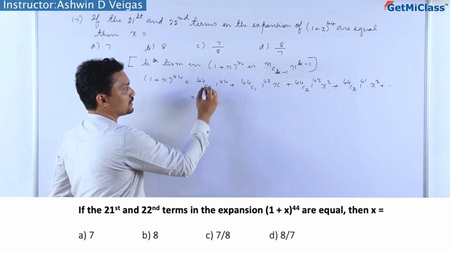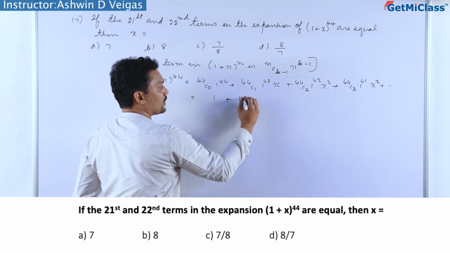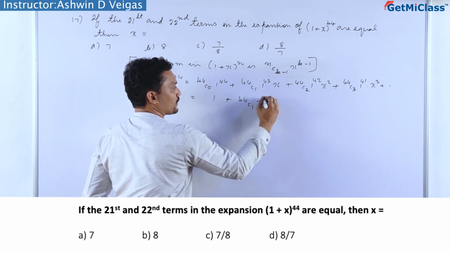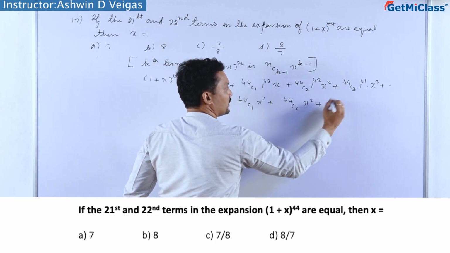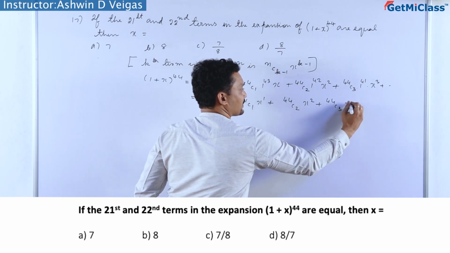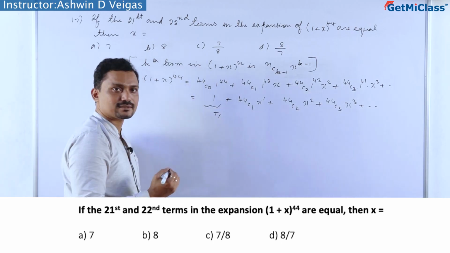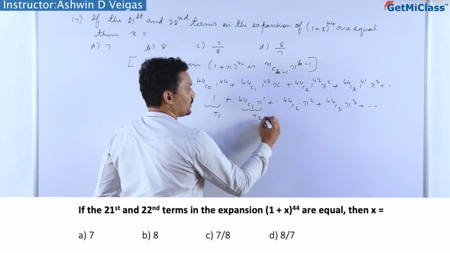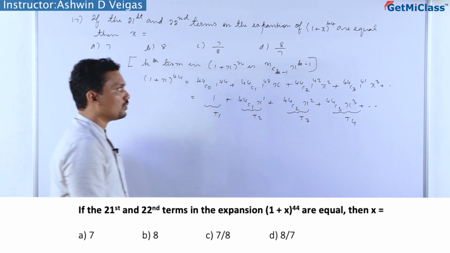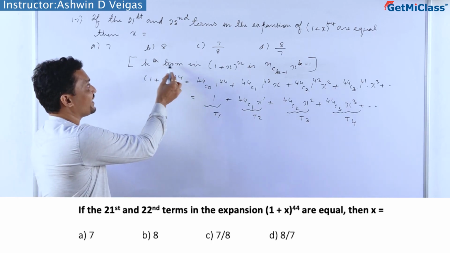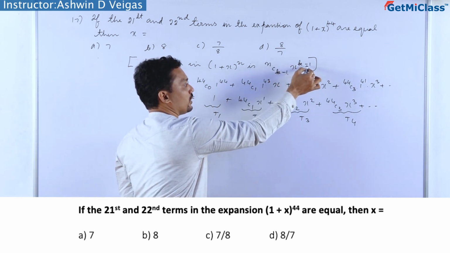Now if you see the first term, 44C0 1^44 is 1, this term is 44C1 x^1, plus this term is 44C2 x^2, this term is 44C3 x^3, etc. Now this first term we call T1, this is called T2, this is called T3, this is called T4 respectively. Now this is what I was saying. If you want the kth term in this expansion, it is always nC(k−1) x^(k−1).